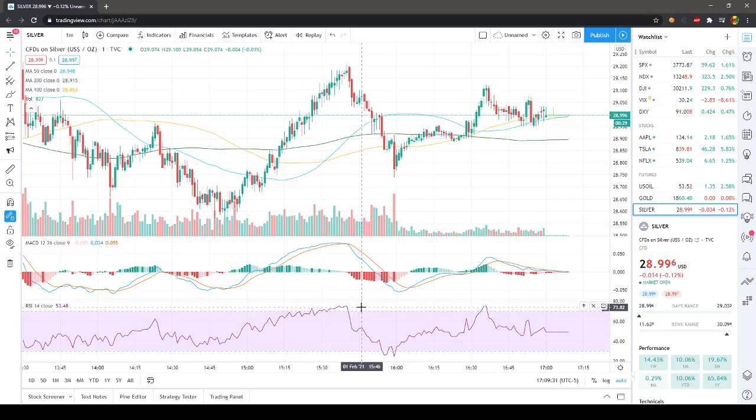Above 70 means it's overbought. Below 30 means it's oversold. Overbought meaning bearish, oversold meaning bullish. You want to buy when it's oversold, you want to sell when it's overbought.